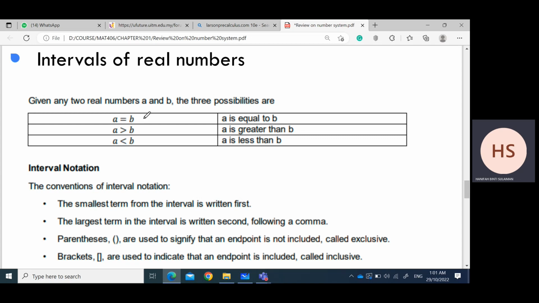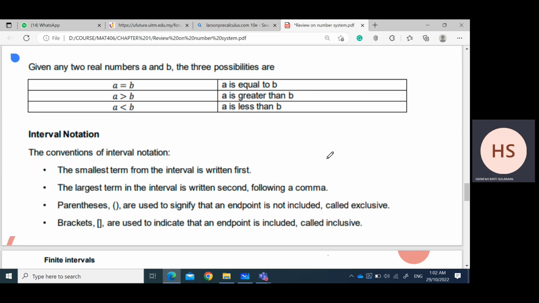Okay, so next we have A greater than B. A is greater than B and the other one here, A is less than B. So ini adalah kemungkinan bagi dua real number. Kemungkinan A adalah sama dengan B, kemungkinan A lebih besar daripada B atau kemungkinan A kurang daripada B.